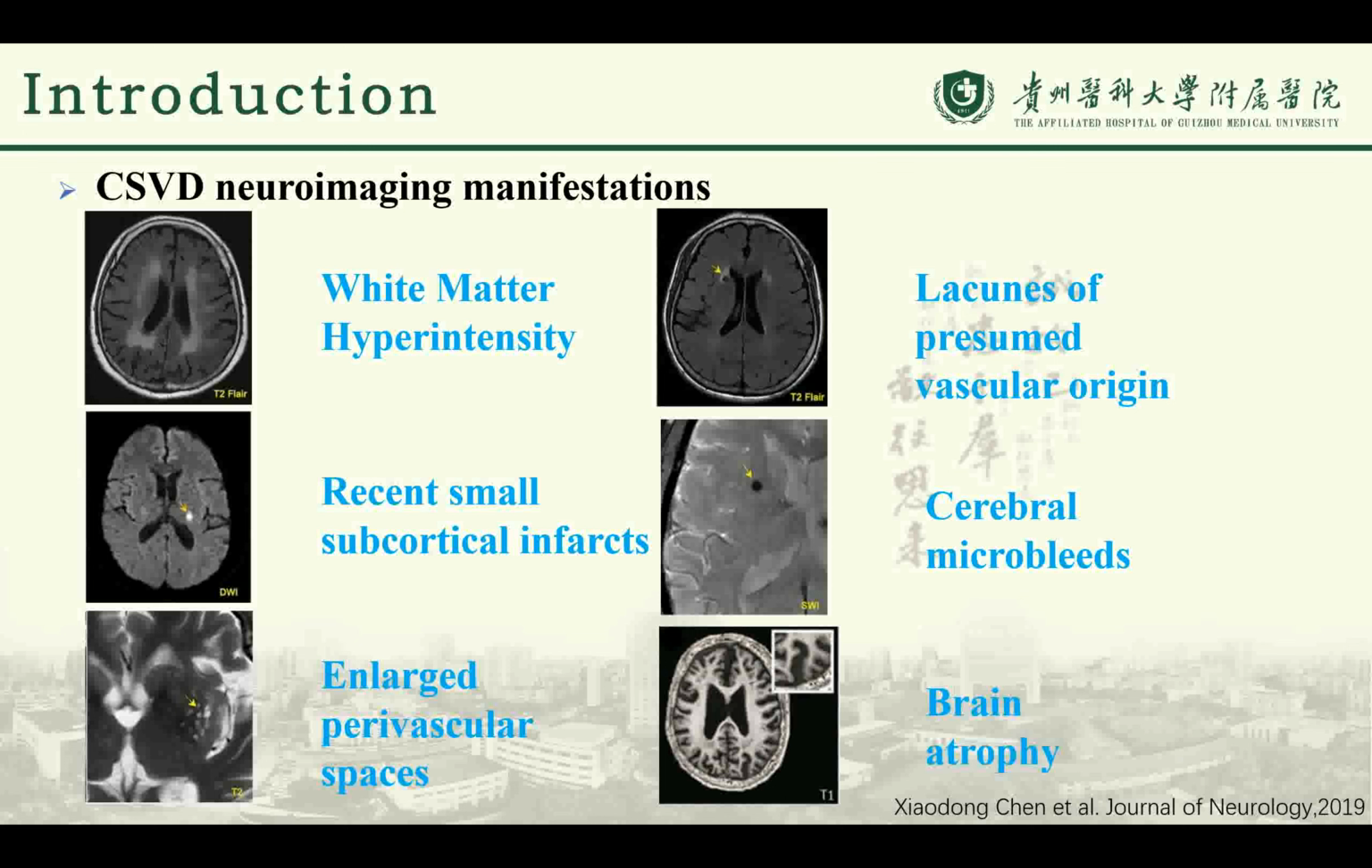WMH, a major imaging marker of CSVD, has been considered a pathogenesis of gait disturbance. In addition to WMH, previous studies have demonstrated that the occurrence of gait disturbance increases with age. In this study, we investigated the effect of WMH and age on gait parameters.